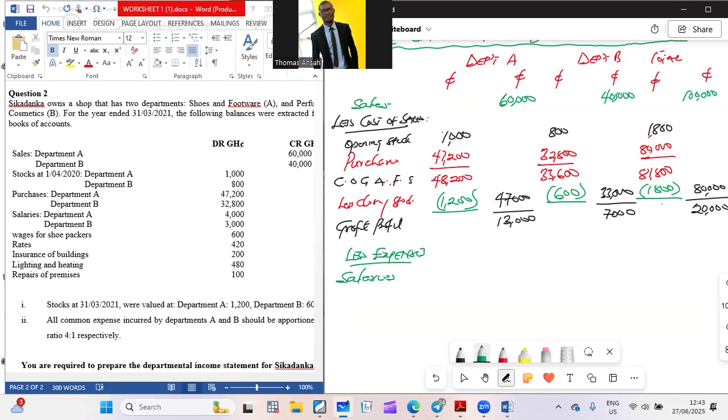It is not shared, it is what? Allocated. So they say that department A is what? How much is allocated to it? 4,000. Have you seen that? Yeah. We call this one allocation. It is directly attributed to the department. Then this one, department B, is what? 3,000. Have you seen that?